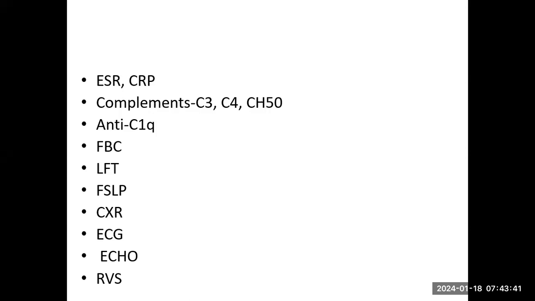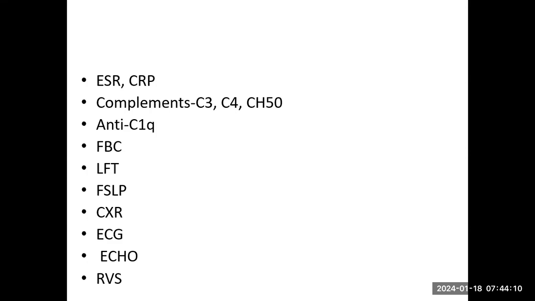Systemic lupus erythematosus, SLE, is a multi-systemic disease, so I would want to look for other organ affectation and do baseline investigations. I will do a full blood count, which may show pancytopenia. I'll also do a liver function test and a fasting serum lipid. Nephrotic syndrome, which is one of the features in lupus nephritis, is often associated with hyperlipidemia.